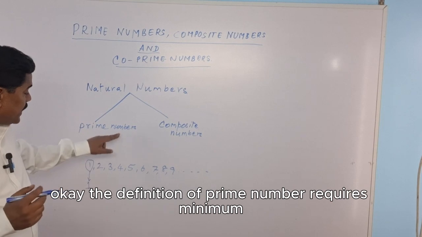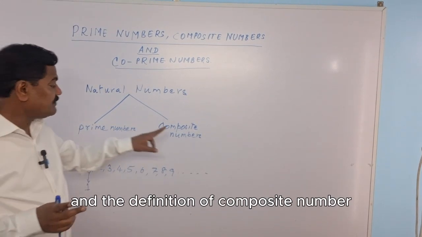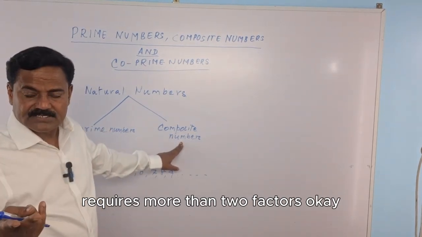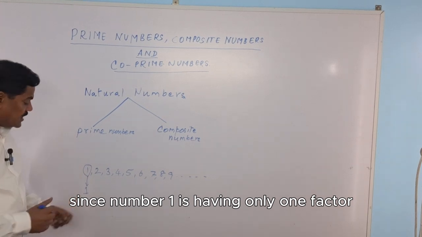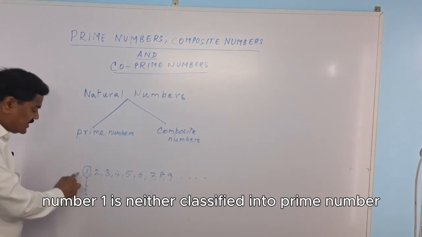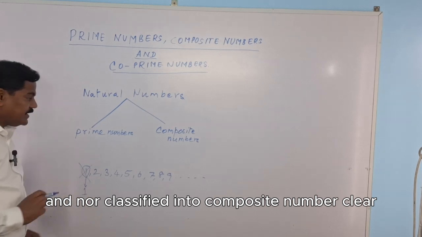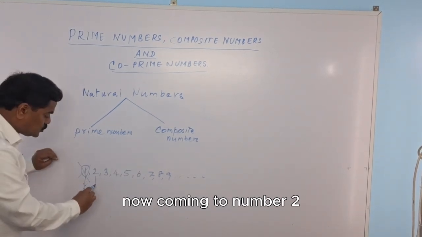The definition of a prime number requires a minimum of two factors, 1 and the number itself, and the definition of a composite number requires more than two factors. Since number 1 has only one factor, number 1 is neither classified as a prime number nor as a composite number. Clear?